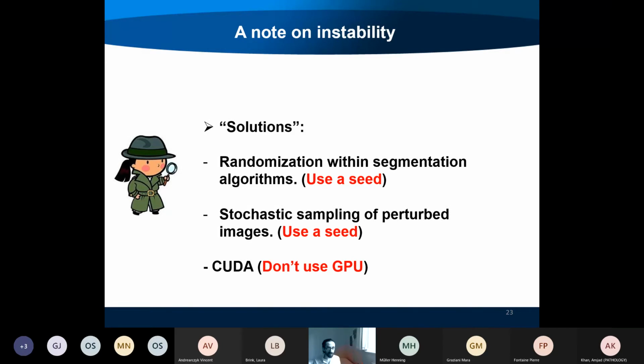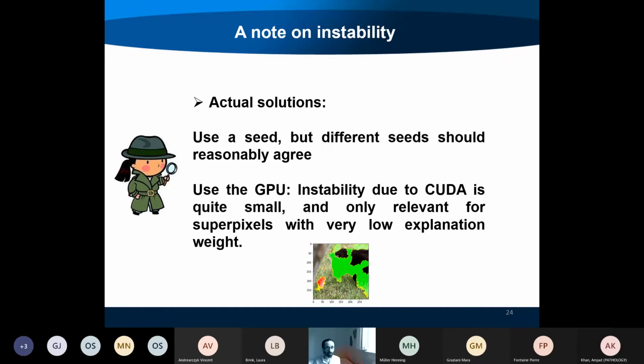How could you solve those instabilities? So for the randomization within the segmentation algorithms, let's say we use a seed. And the same thing for the stochastic process of generating the perturbed images. We use a seed for both of these just to solve this problem initially. What we realized then, and this is why we noticed the results were still varying a little even with random seeds, is because of this GPU issue. So we didn't really find a solution for this besides not using a GPU. Of course, that's not practical because that makes the calculations much slower.